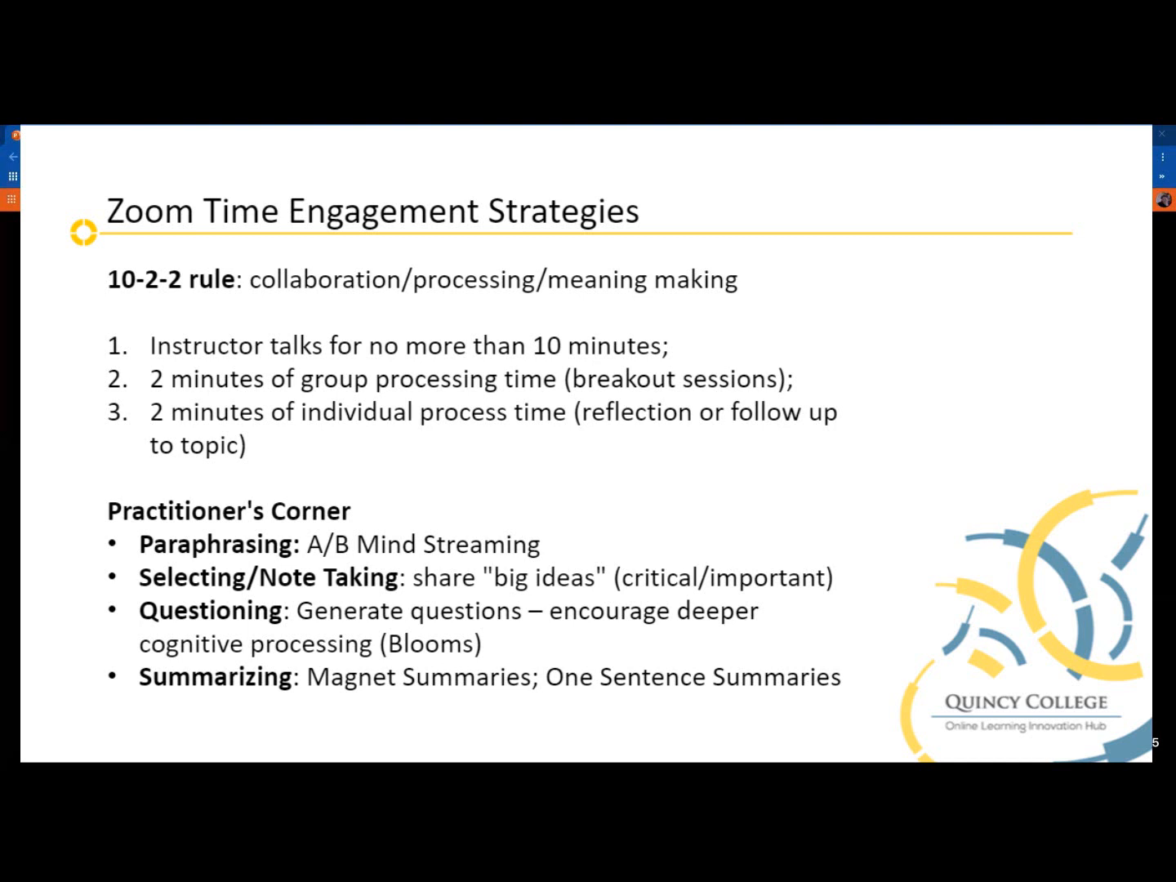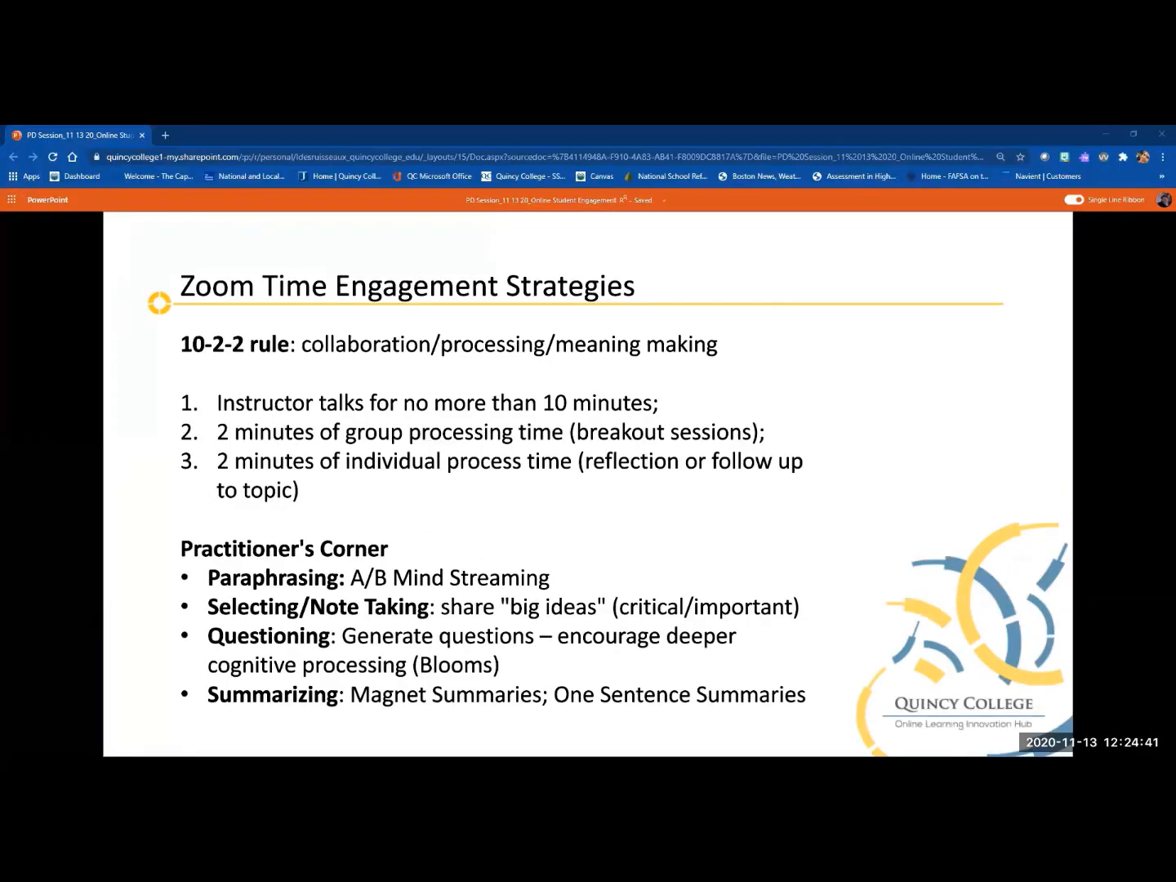It's really important, right? So you're strategically thinking about those chunks of time in 10 minutes. You're providing students with at least 2 minutes to process in small groups. And then you're allowing them 2 minutes to reflect on their own. This 10-2-2 rule, let's just say for argument's sake, 15 minutes of the time that you're with them on Zoom, is very powerful.